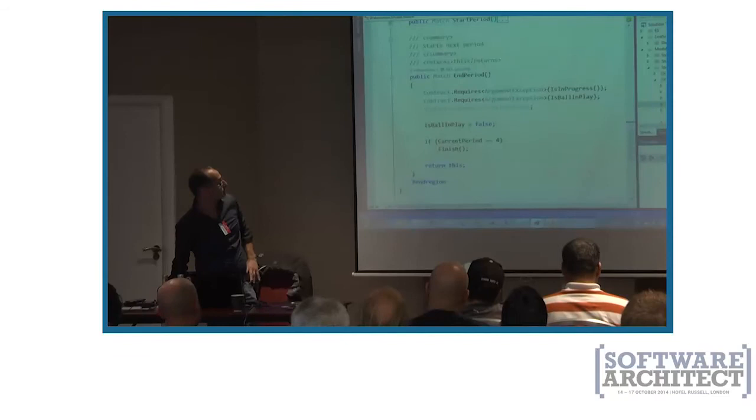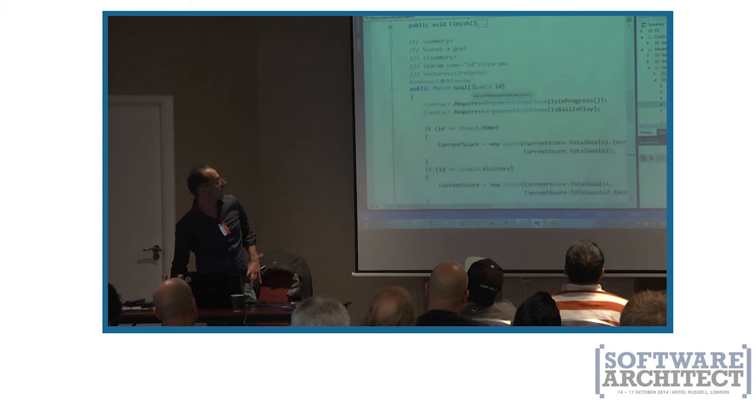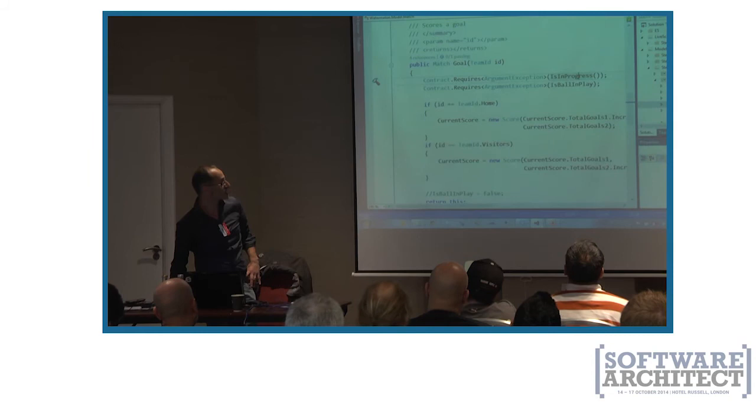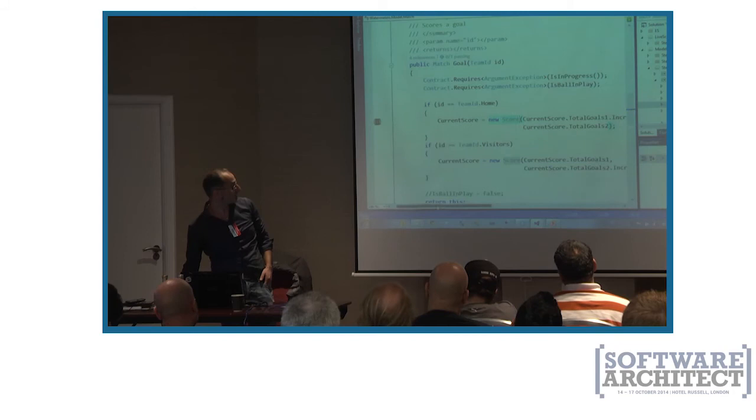End period is similar. It has to be in progress. The ball has to be in play. The ball is set not to be in play. And if current period is the last one, we just finish the match. And goal takes an argument, so an ID of the team who scored the goal. The ball has to be in play, and the match has to be in progress. And then we simply do, if the home team scored the goal, we just create, that's the immutability of value types, a new instance of score where total goals won are incremented, and the new value is stored into the property.